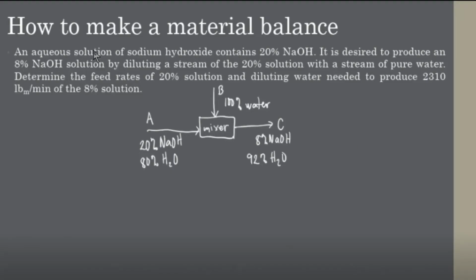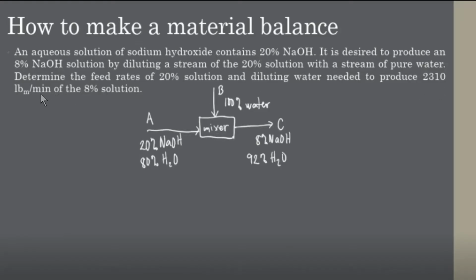Now let's browse through the rest of the problem and see what other information we can get that would be helpful in solving the problem. We are done with the compositions of the streams. So we have stream A, stream B, and stream C all having their compositions. But there is another given in the problem that is 2,310 pounds mass per minute of the 8% solution. This parameter is a mass flow rate because of the units pound mass per minute.